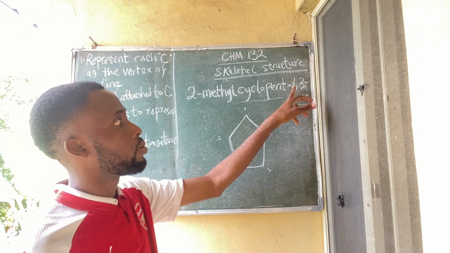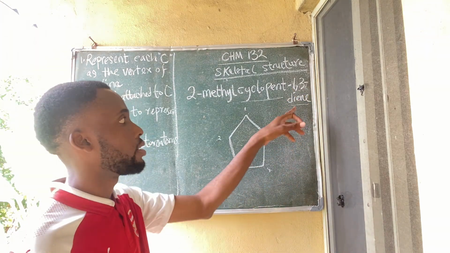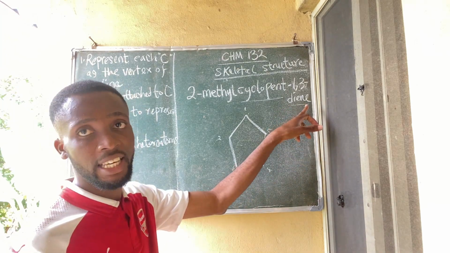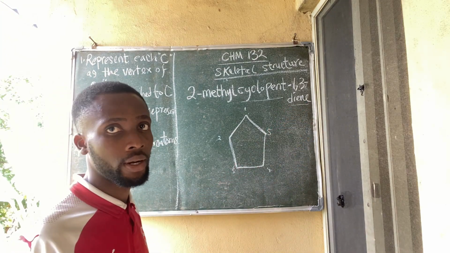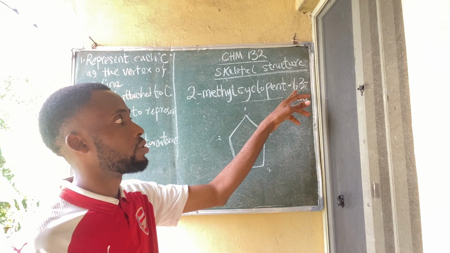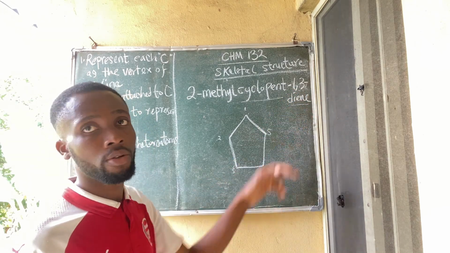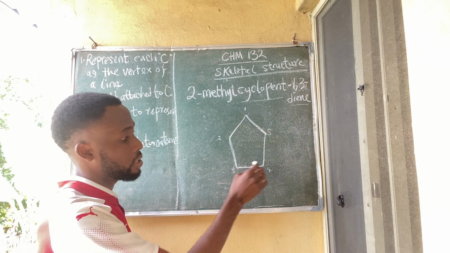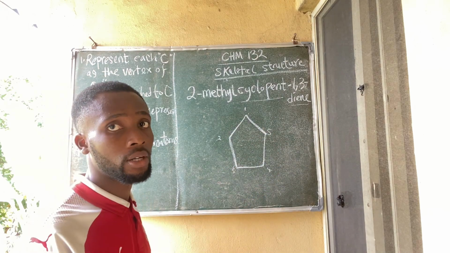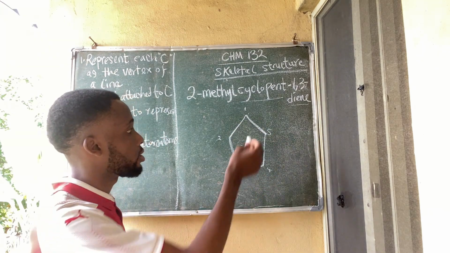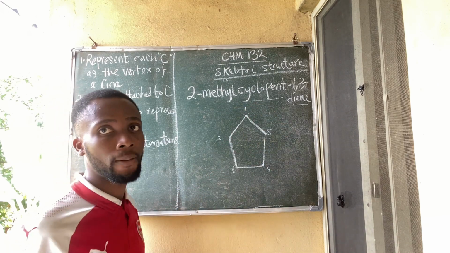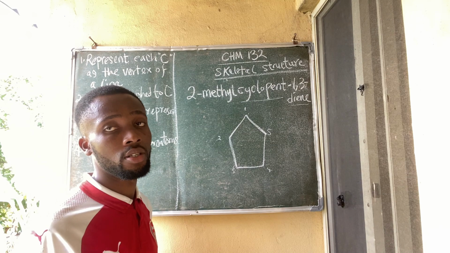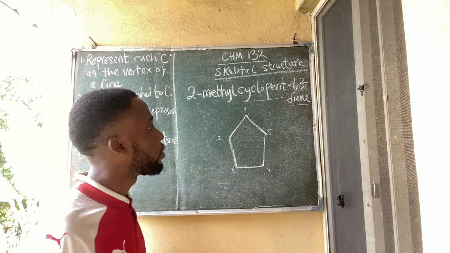So this 1,3-diene tells us that there are 2 double bonds, right? Because you know the ene represents double bonds, right? And it is on carbon number 1 and carbon number 3. Remember, the vertices are just carbon atoms. And that reminds me, you can as well count like this. It doesn't matter. Okay, you just have to indicate it with small numbers to make it easier for the examiner to mark it.